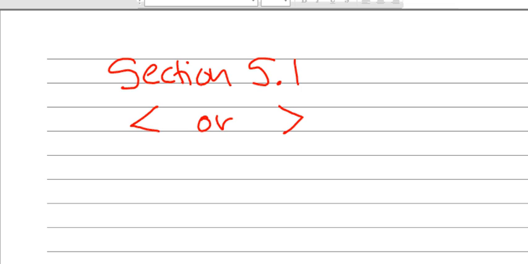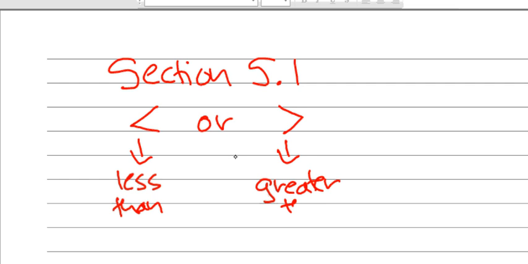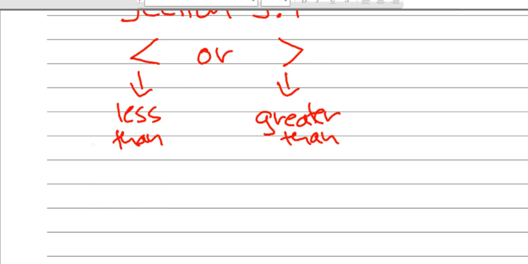Well, we're going to look at two decimals and put in the less than or greater than symbol. This is your less than, and this is your greater than. Okay, so we're going to be comparing two decimals.